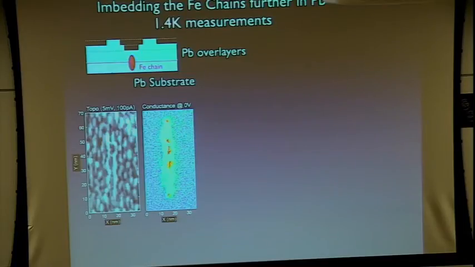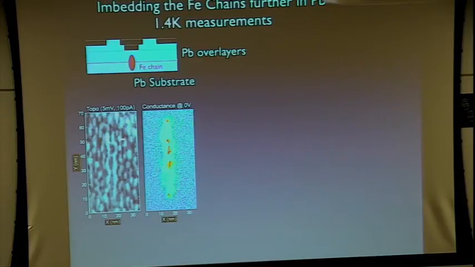So this gave us an idea for another experiment. Why don't we take the iron chain and bury it with some lead on top? Okay, this is not a perfect experiment, but now we have lead covering the sample, and we can't make the lead perfectly ordered atomically. We have to anneal the surface, and if you anneal too much, we destroy the chain underneath. So that's a little bit of a detail.